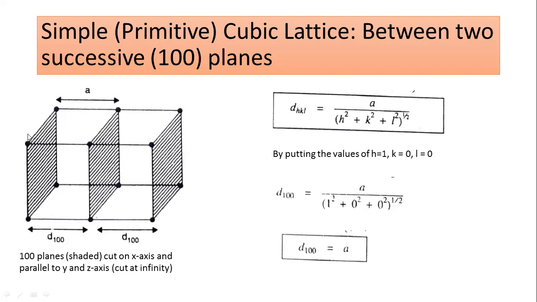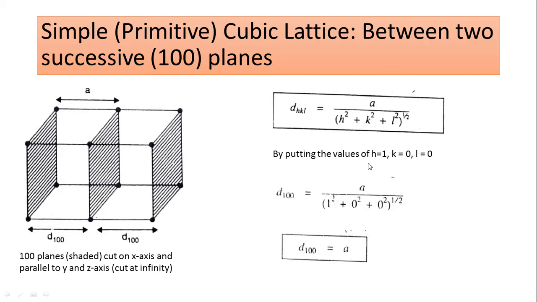So here, this is the simple or primitive cubic lattice. And this is the plane, this is called the D100, and this is another D100. It may similarly go further. So I'm going to use the same formula, which we explained in the previous slide. The interplanar separation using the HKL values is equal to A over the square root of H square plus K square plus L square. Here the plane is 100, so H is 1, K is 0 and L is 0.